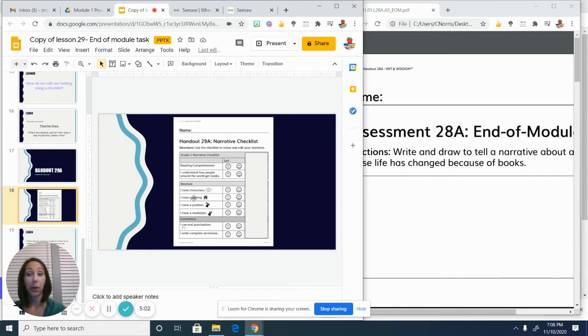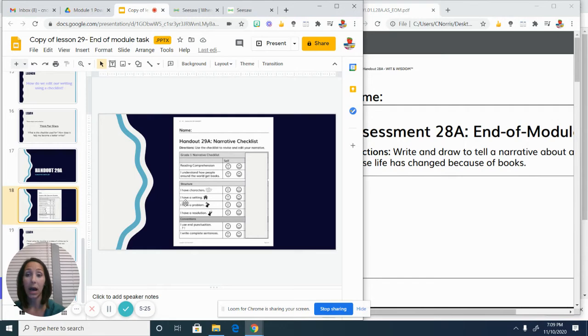You're just doing one for each section. Okay, so if you have a character, you would do a smiley face. If you don't have a character, you would color in the straight face. And again, this is just really for you to help your writing. And so it's really best to be honest with how we think our writing is. And it's okay. It's not a graded thing. It's just meant to help us improve our writing.